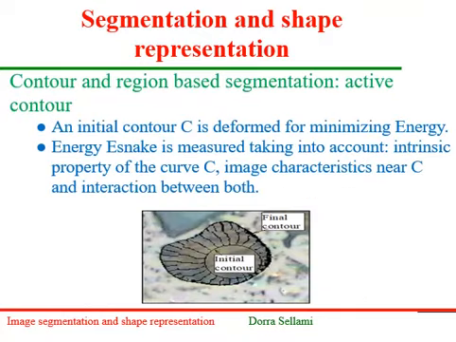In this approach, an initial contour C is deformed for minimizing some energy. Energy in snakes is measured taking into account intrinsic properties of the curve C, image characteristics near C, and interaction between both.